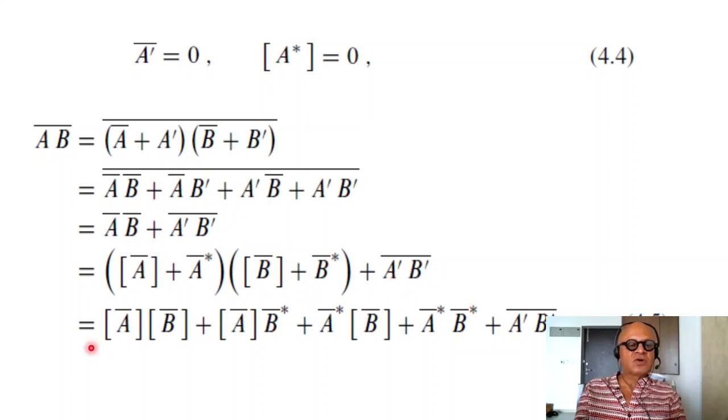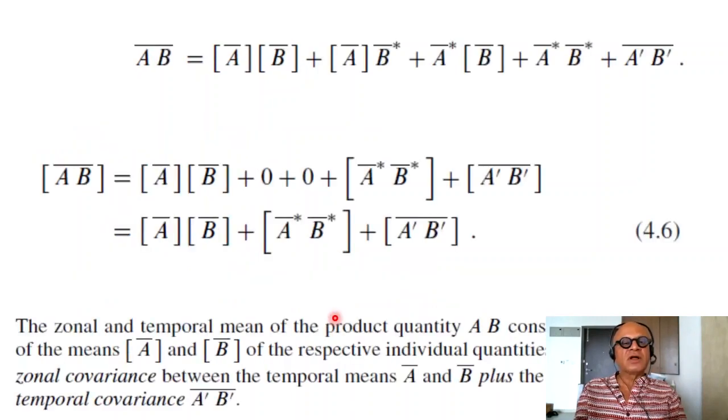Okay, so this gives us spatial average of A bar multiplied by spatial average of B bar plus A bar square bracket B bar star plus A bar star times B bar. So many terms. Plus A bar star plus B bar star plus A prime B prime bar. Okay, so many bars. Nice, right? Those are the terms we are dealing with.